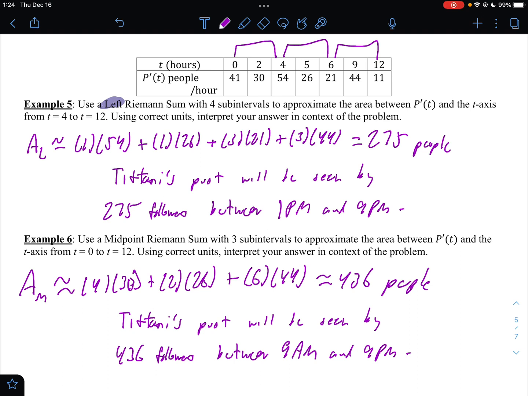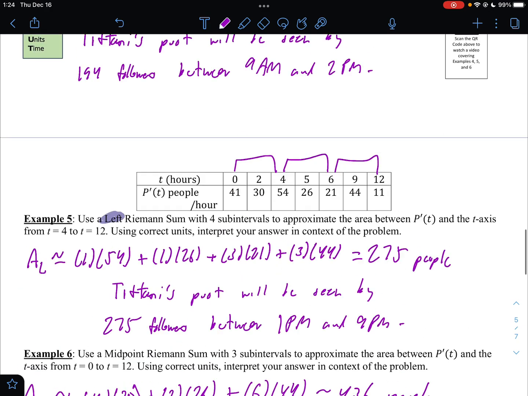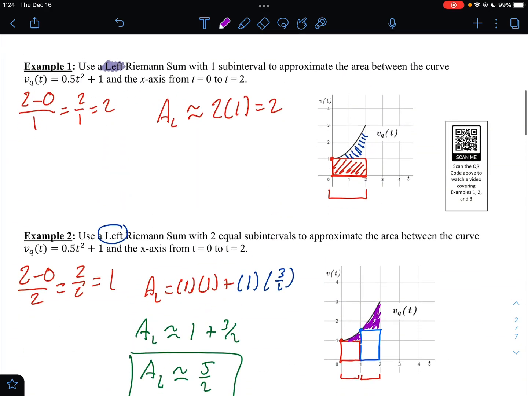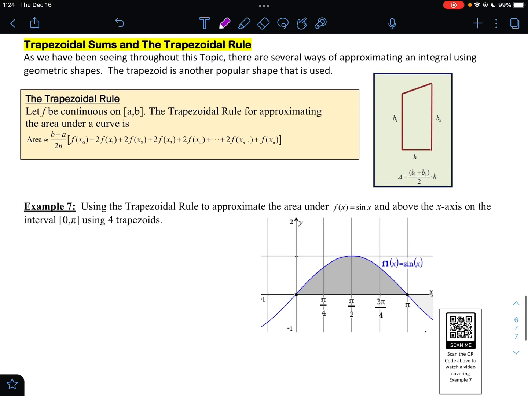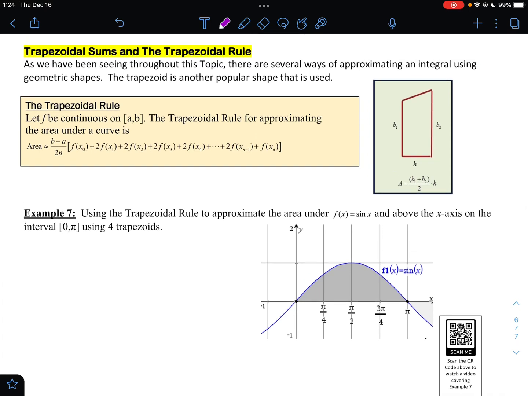So those are called Riemann sums. More often than not, those problems will be occurring on table problems like these last 2. Usually on the AP test, you won't see any problems like this. It's more out of these types of problems. All right, so the next thing and last thing for this topic today is the trapezoidal rule. So it's the same thing as Riemann sums with one exception. Riemann sums uses rectangles. The trapezoidal rule uses trapezoids. As we've been seeing throughout this topic, there are several ways of approximating an integral using geometric shapes. The trapezoid is another popular shape that is used.